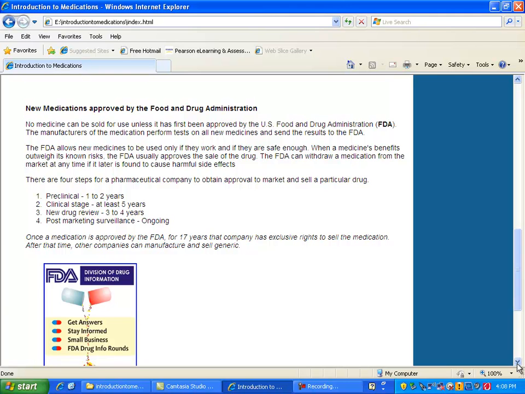The third is the new drug review. This can take 3 to 4 years, and at this time the manufacturers may or may not continue to make the medication. The fourth is post-marketing surveillance, and this is the ongoing continuous studying of medications to assess for their safety and effectiveness. Once a medication is approved by the FDA, for 17 years, that company has exclusive rights to sell the medication. After that time, other companies can start to make the medication and sell it in the generic form.